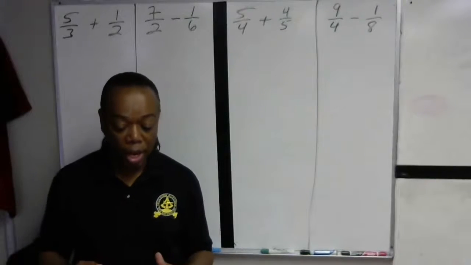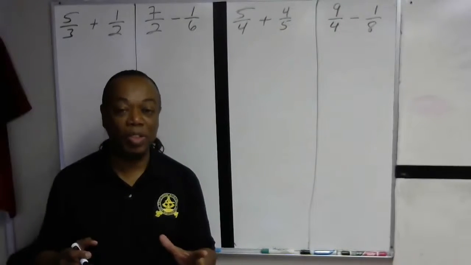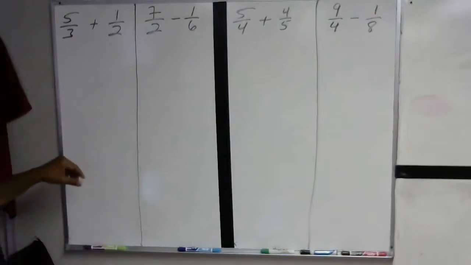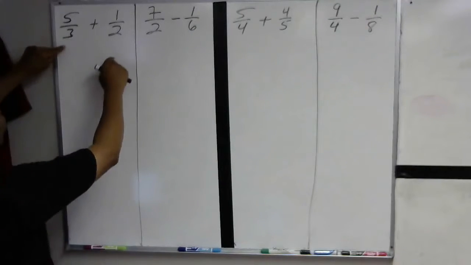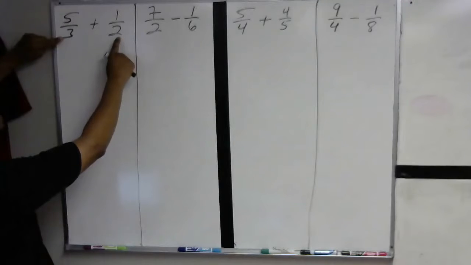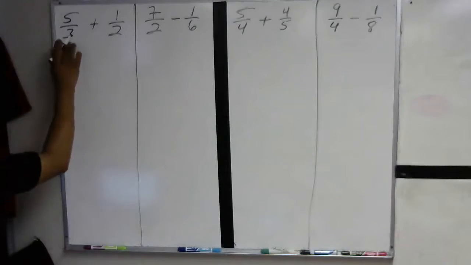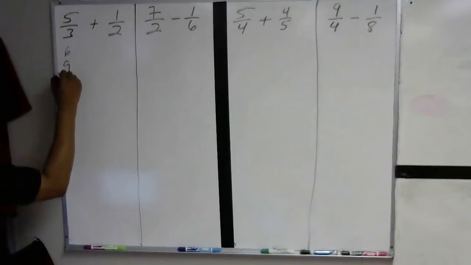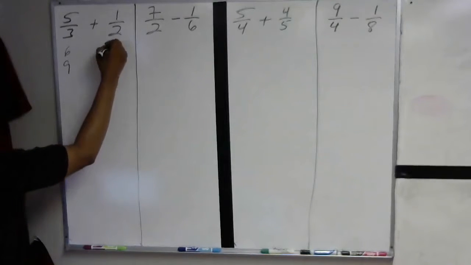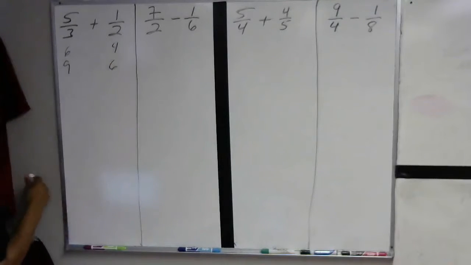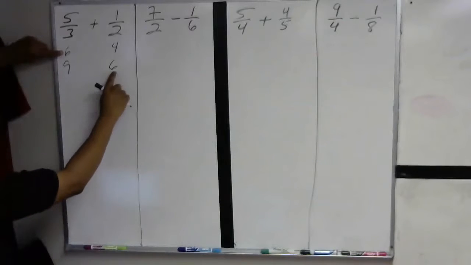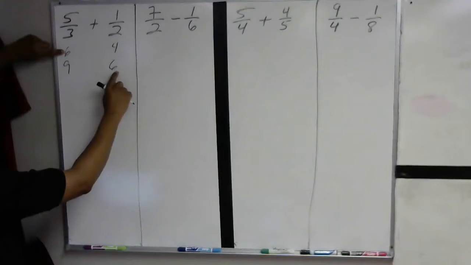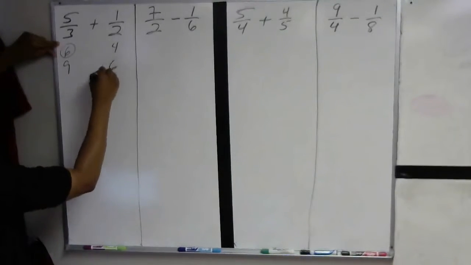Adding and placing them into mixed numbers. So start off here. We have two different denominators, so we're going to find the times tables for the threes and the twos. The 3 times table will be 3, 6, and 9. The 2 times table will be 2, 4, and 6. And you see that we now have a match. This is the least common multiple that matches, the 6s.